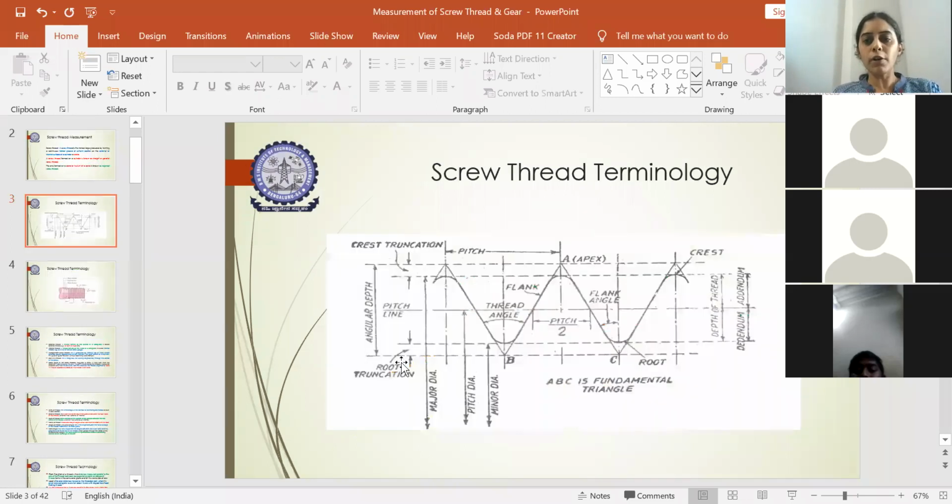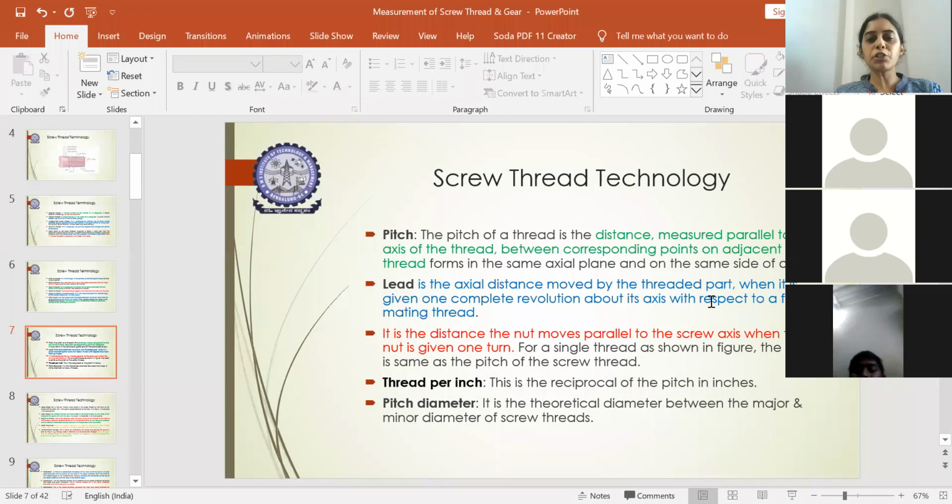So I defined the depth of the thread already, right? The radial distance from the pitch line to the crest and the radial distance from the pitch line to the root, which has been truncated. So this entirely gives you the depth of the thread. This is also called the pitch diameter, which has been explained already.